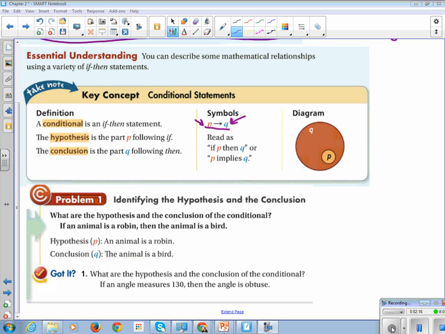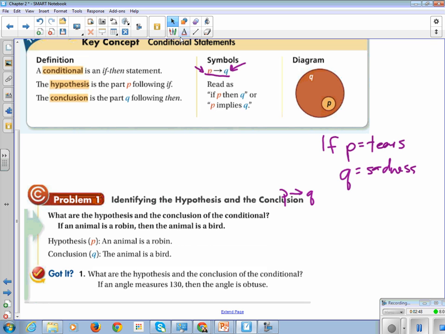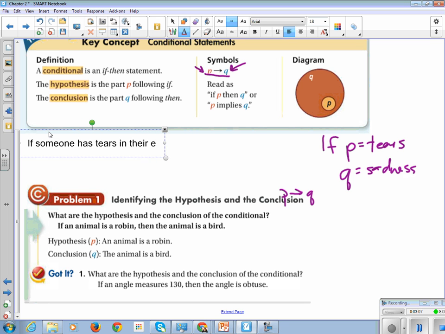All right, so for example, if P is equal to tears and Q is equal to sadness, let's think of two different ways we can write P implies Q. We can't just write "if tears then sadness," because that's not a proper statement, so let's write that together. If someone has tears in their eyes, then they are feeling sadness.